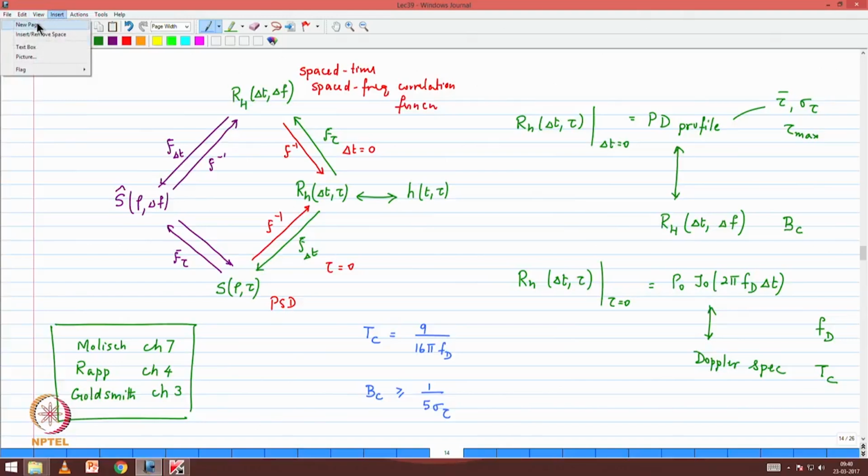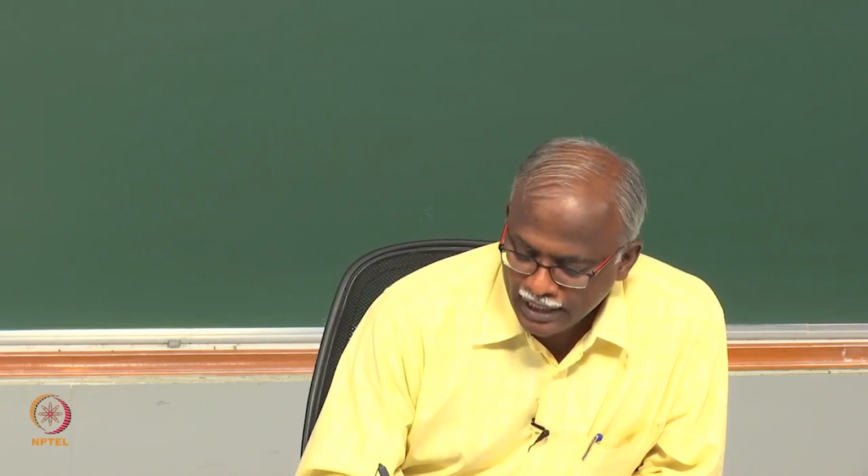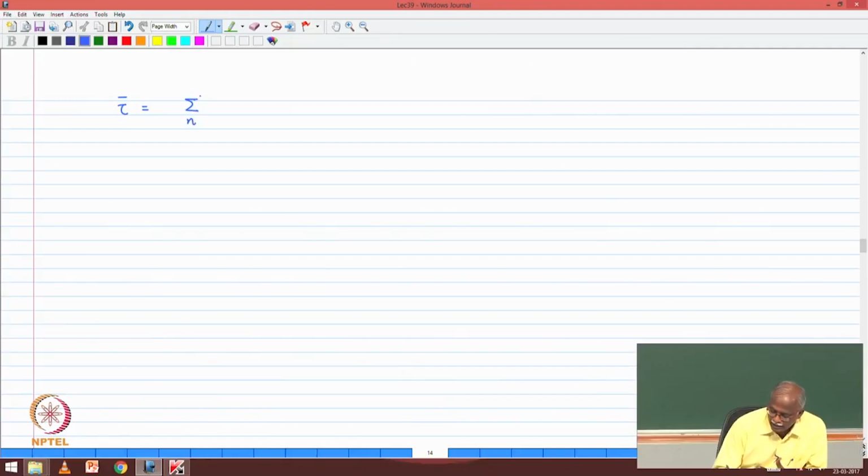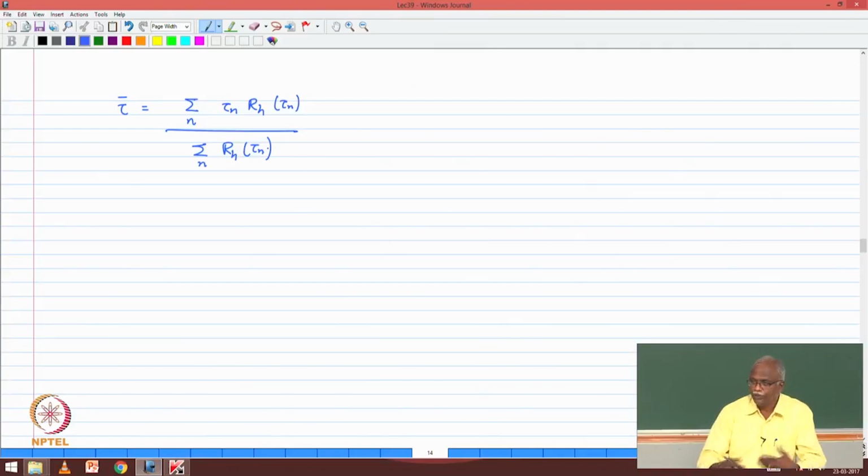Most often we do not have a continuous power delay profile, but we have a discrete power delay profile. So in that case, the computation will become a summation rather than an integral, basically summation over n of tau n R_H of tau n divided by summation over n of R_H of tau n. And similarly you would compute the mean squared value, and then you would also compute the RMS delay spread.